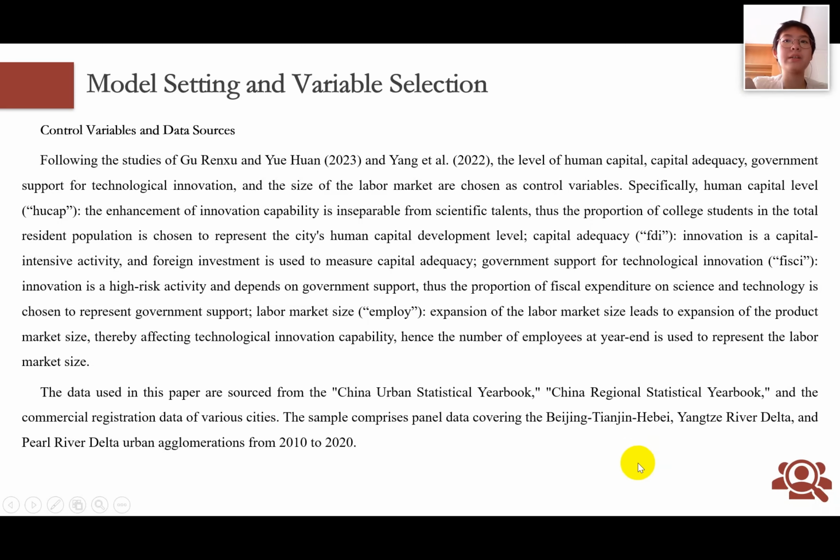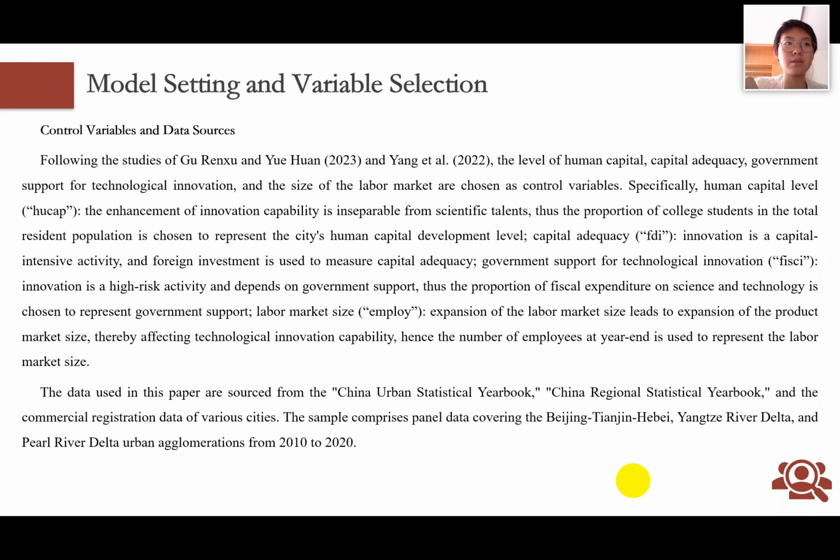So on this PowerPoint, I will introduce our selection of control variables and our data sources. We base our variables on previous studies of Gu Renxu, Yue Huan, and many other scholars. We've chosen the level of human capital adequacy, government support for technological innovation, and the size of the labor market as our control variables.